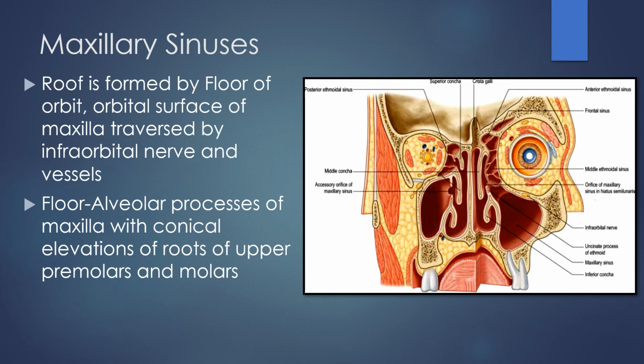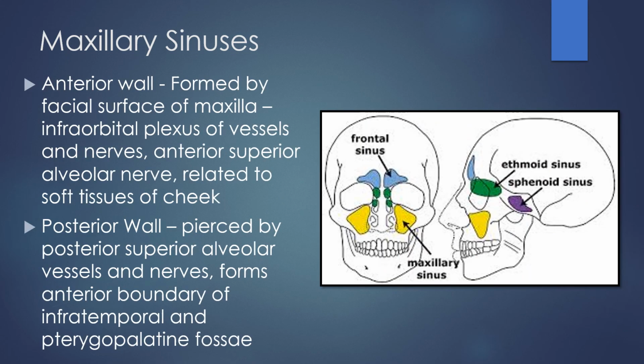The roof is formed by the floor of the orbit, the orbital surface of the maxilla. This is the roof, and here you can see the infraorbital nerves and vessels which are passing through the infraorbital canal. The floor is formed by the alveolar processes of the maxilla with the roots of the upper premolars and molars. So we have seen the apex, the base, the roof, the floor of the maxillary sinus.